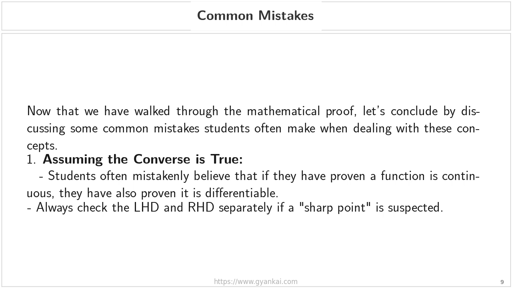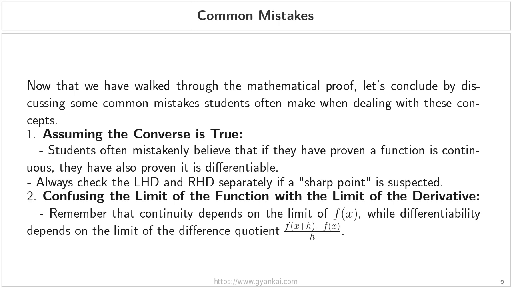Therefore, whenever you suspect a graph has a sharp point or a kink, you must always check the left-hand derivative and the right-hand derivative separately. Secondly, do not confuse the limit of the function with the limit of the derivative. It is important to remember that continuity depends on the limit of f of x as x approaches a certain value. On the other hand, differentiability depends on the limit of the difference quotient, which is f of x plus h minus f of x, all divided by h. These are two different mathematical processes checking for two different properties: connectedness versus smoothness.